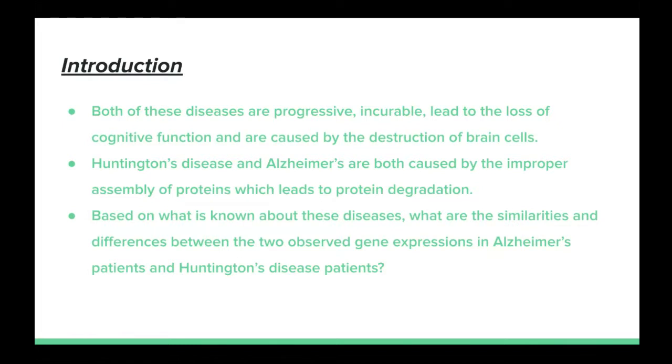So both of these diseases are progressive, incurable, and lead to the loss of cognitive function over time, and are caused by the destruction of brain cells. Both of these diseases are caused by the improper assembly of proteins, which leads to protein degradation. So, with what we know about both of these diseases, this led us to ask the question: what are the similarities and differences between the observed gene expressions in Alzheimer's patients and Huntington's disease patients?